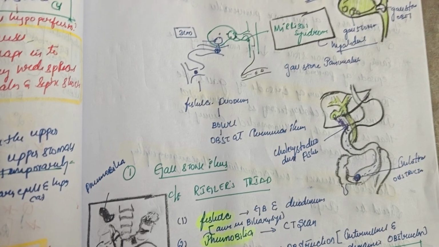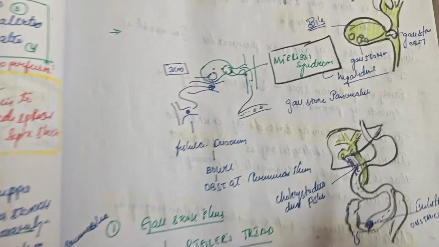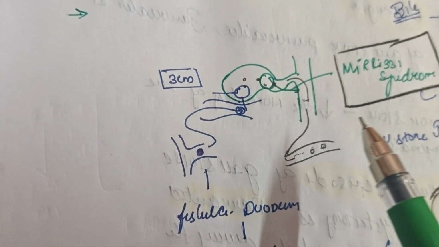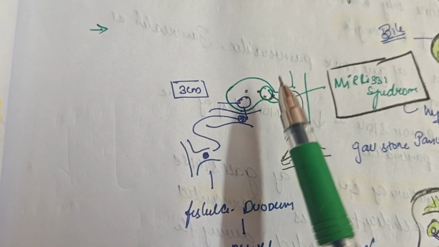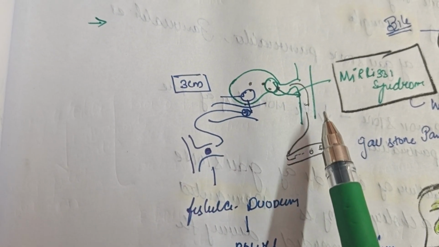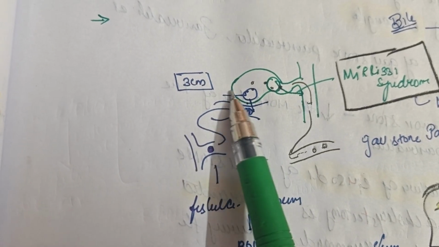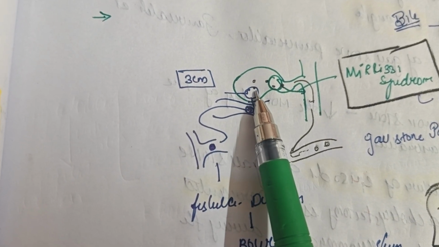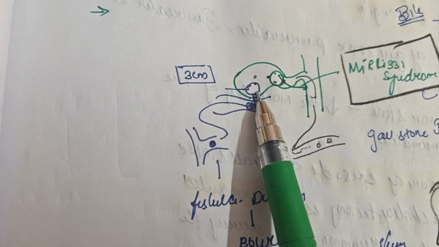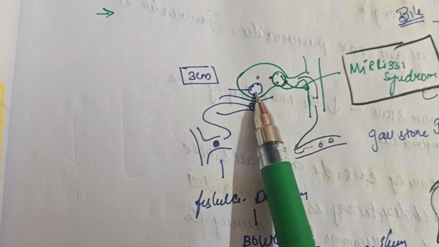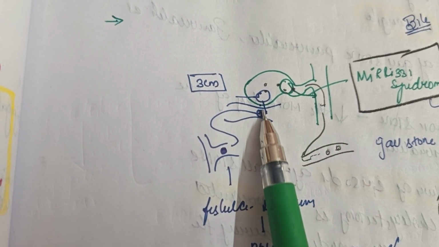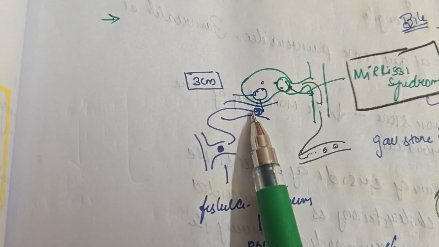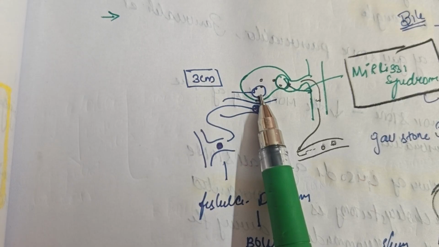In gallstone ileus, I've told you this is the gallbladder. This is the cystic duct. This is the hepatic duct, and this is the common bile duct. If the gallstone is more than 3 centimeters, what does it do? It becomes adherent to the gallbladder wall, and it compresses the small intestine. Which part of the small intestine? The part adherent near it, that is the duodenum.